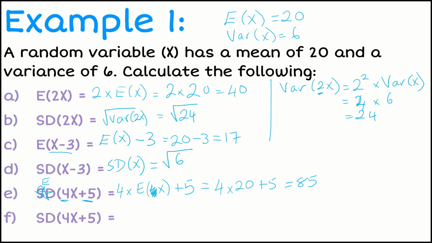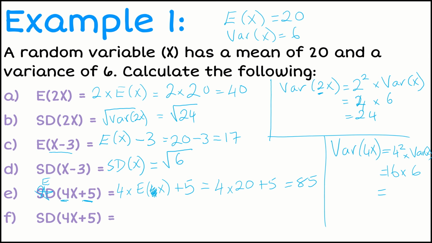All right, there we go. So I need to find my variance of 4x, because remember the plus 5 is not going to change my variance at all. So the variance of 4x is going to be 4 squared times the variance of x. And 4 squared is 16, so 16, and the variance of x is 6. And 16 times 6.